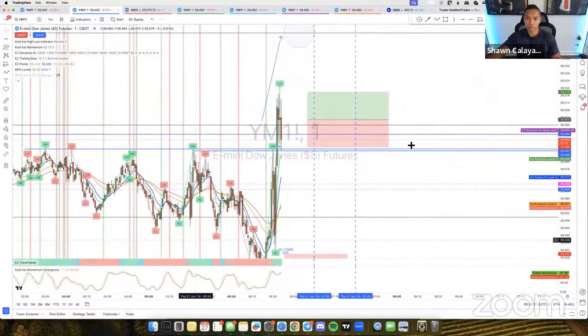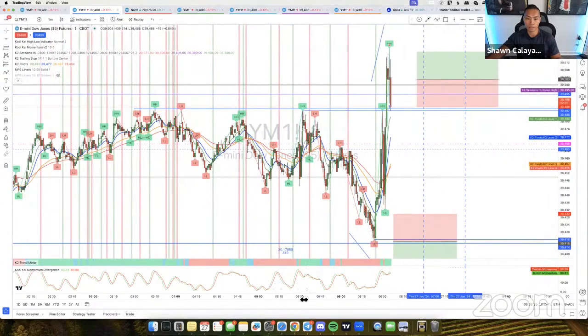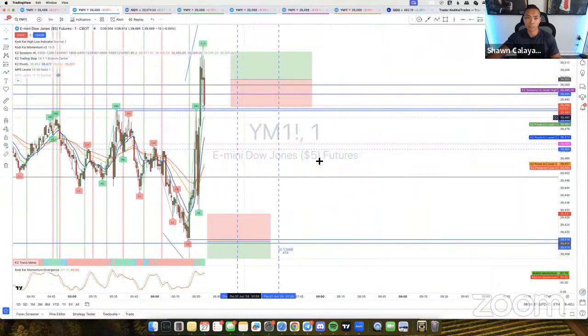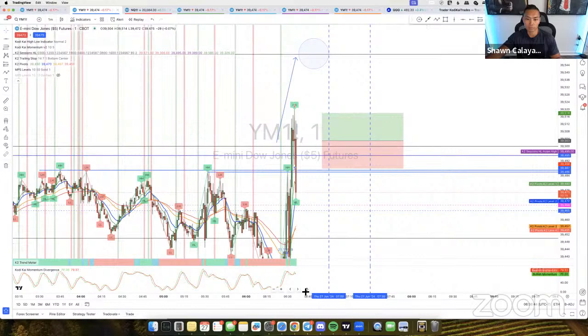But I'll try to give you guys a little bit more of a heads up again when we get to that point. Right now, price is kind of just going back and forth. If price climbs up higher, then great. You know, we'll be looking for some opportunities up here. If not, then look for it to come back down.